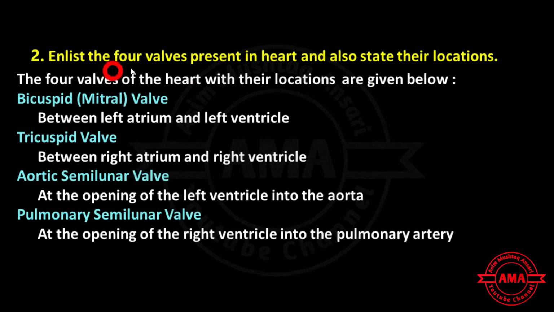Next is enlist the four valves present in heart and also state their location. The four valves of the heart with their location are given below. Bicuspid valve between the left atrium and left ventricle. Tricuspid valve present between right atrium and right ventricle. Aortic semilunar valve is present at the opening of the left ventricle into the aorta. Pulmonary semilunar valve is present at the opening of the right ventricle into the pulmonary artery.